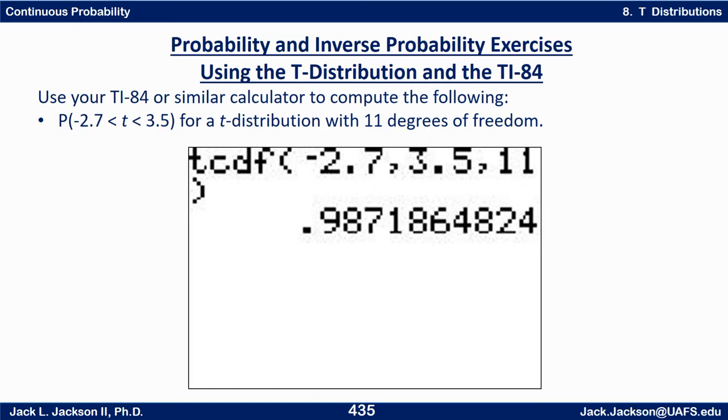So t-CDF, negative 2.7 to 3.5 with 11 degrees of freedom looks like that on the TI-84. So it's about 98.7% is the answer.